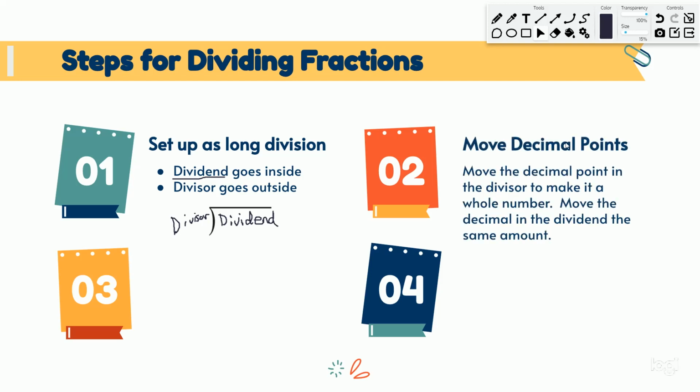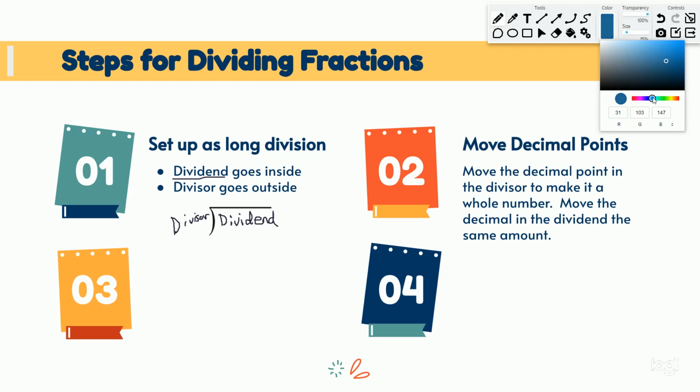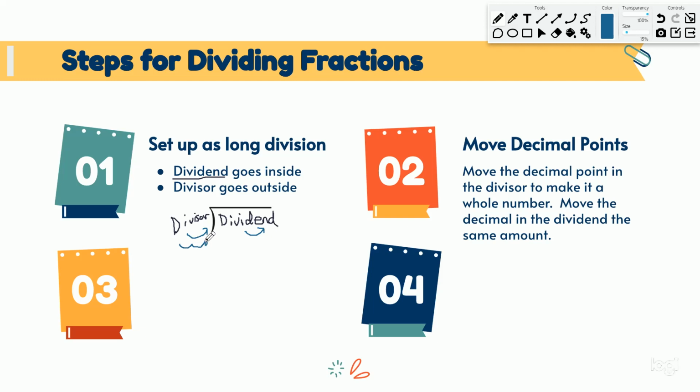And then we need to move the decimal points. So we need to move the decimal point in the divisor to make it a whole number, and move the decimal in the dividend the same amount. So normally, if we have a decimal number here, we might move it over one spot to make it a whole number. And if we move it one spot in the divisor, then we would have to move it one spot in the dividend. If we move it two spots in the divisor, then we have to move it two spots in the dividend, and so on and so on. So we have to make sure that we move them the same amount on both sides.